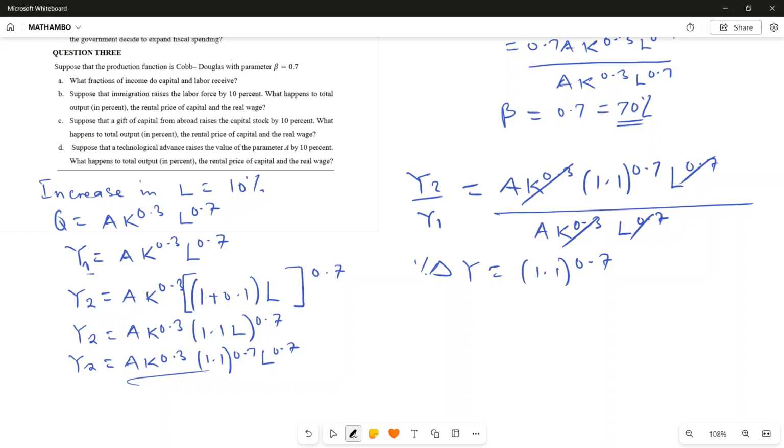And when we multiply this, it's going to give us something like 1.069. Remember that when getting the growth, we added a 1. We said 1 plus. So to find the actual change, we take this answer, the 1.069 minus 1, which will give us 0.069. Now multiply this by 100, which will give us 6.9%. So this means that an increase in labor equal to 10% will increase output by 6.9%.